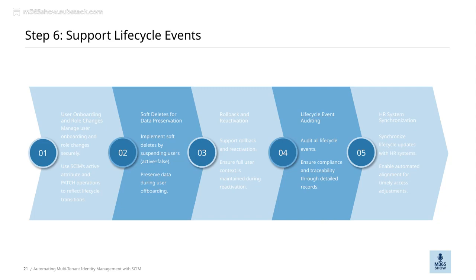First, we need to manage user onboarding and role changes in a way that keeps everything safe and consistent. Using SCIM's active attribute and patch operations allows us to reflect these changes dynamically, ensuring that user roles and statuses are always up to date.